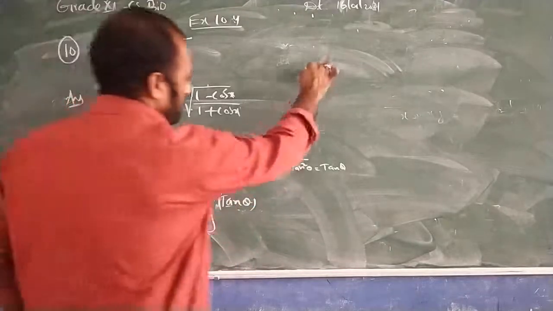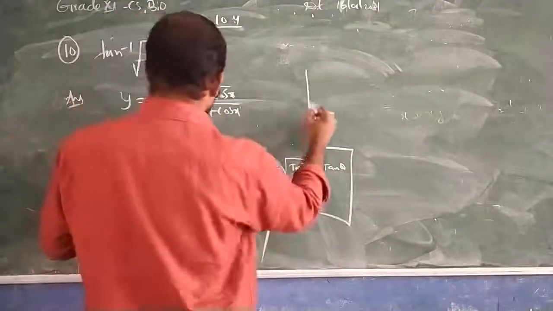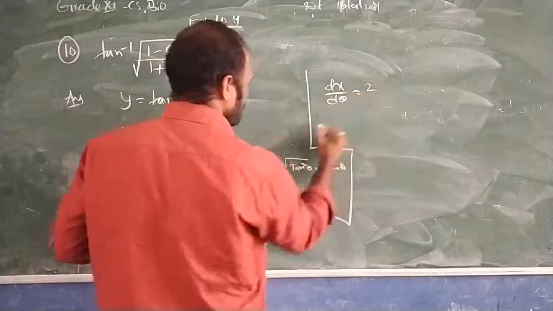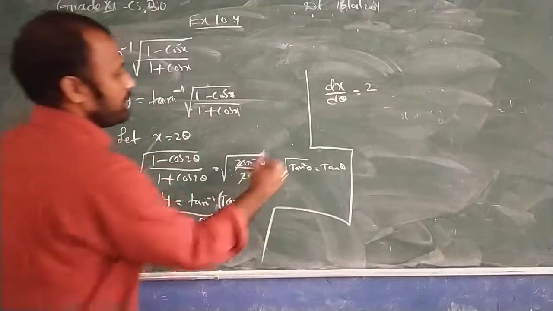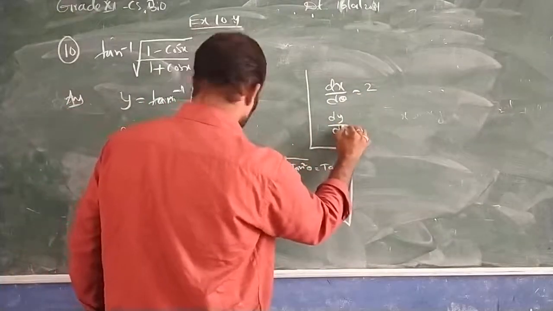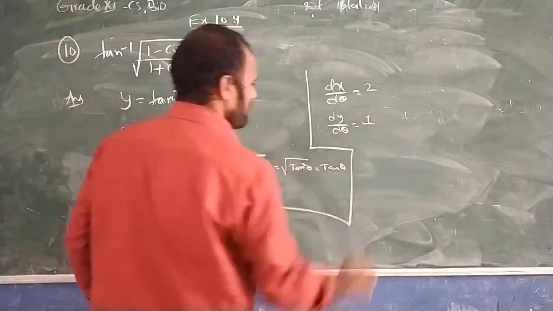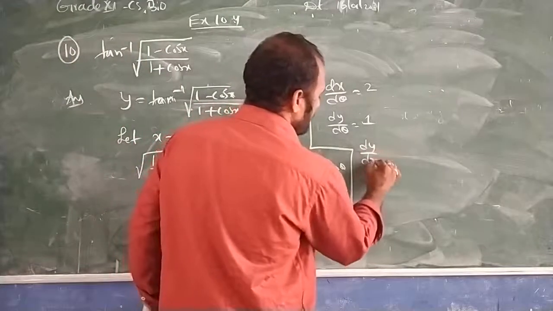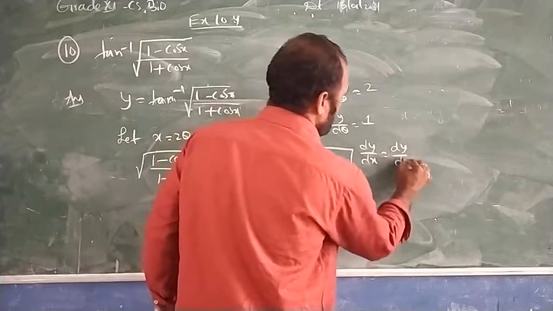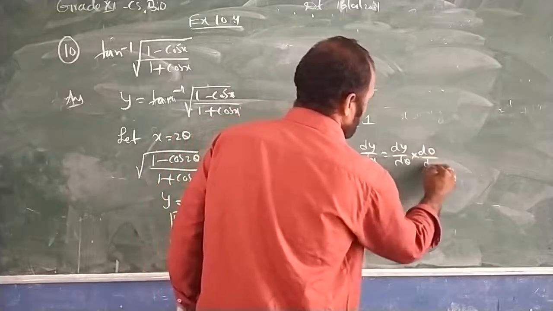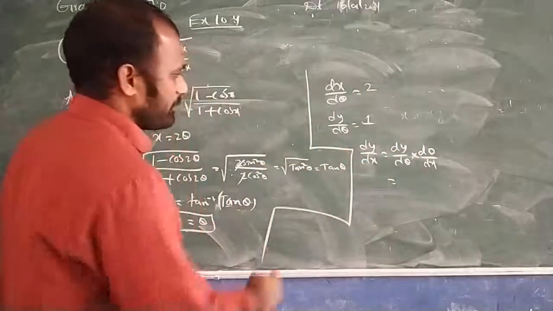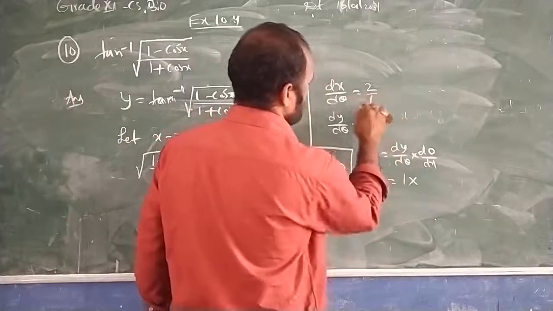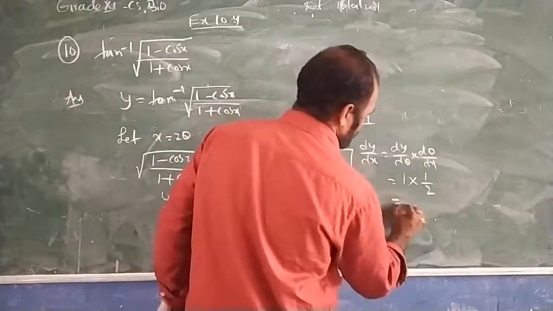So I need to do the derivative. First, dx by d theta is 2, the derivative of theta with respect to theta. Next, dy by d theta is 1. Finally, dy by dx can be written as dy by d theta into d theta by dx. So dy by d theta is 1, into d theta by dx, which will be 1 by 2. So the answer is 1 by 2.